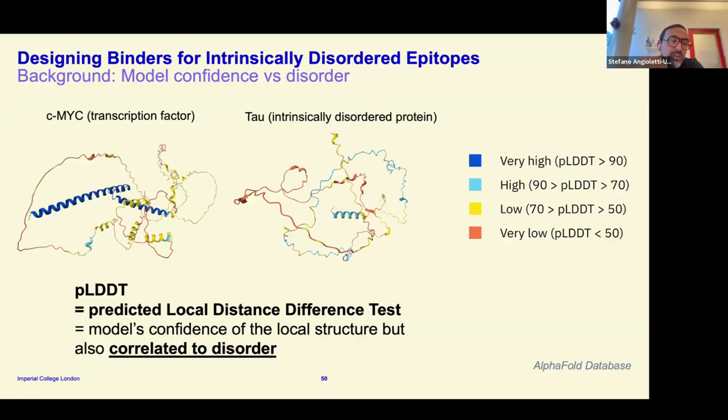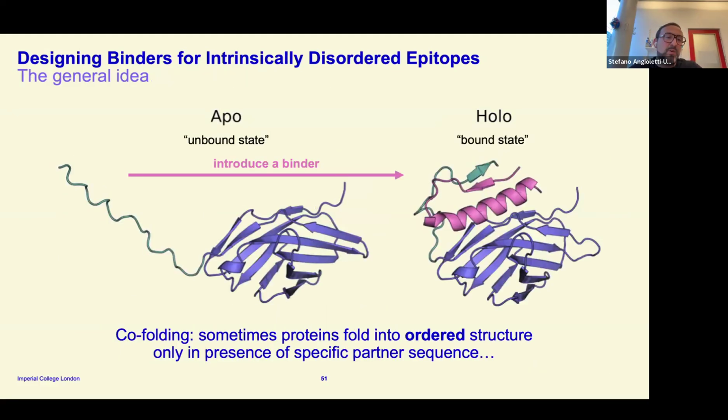An intrinsically disordered region is very dynamic. It keeps moving, it keeps changing. So the model cannot give you any structure for the simple reason that that region itself is unstructured. In other words, what I'm trying to say is that we can use the pLDDT, which is a confidence metric of our AI algorithm, to measure whether or not a region of a protein is a disordered region or not. Now, the idea then is the following.